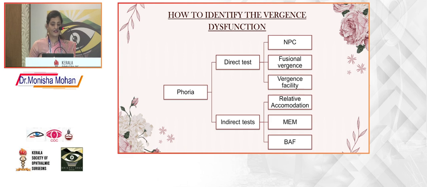So let's identify the convergence dysfunction with these tests. So you do a phoria, you do a cover test, and later on you subject them to direct and indirect tests. So direct test will be your NPC. Remember, this is one of the easiest and most consistent tests that can be easily done in your OPDs. And then what we do is your fusional convergence and convergence facility. So indirect tests would be relative accommodation, MEM, and the binocular accommodation facility.